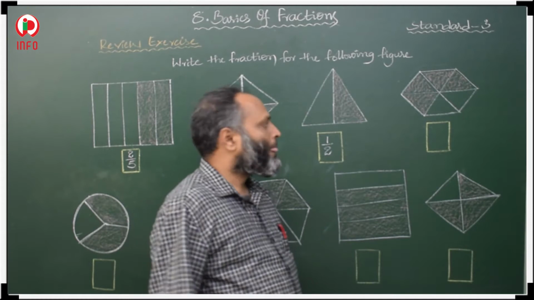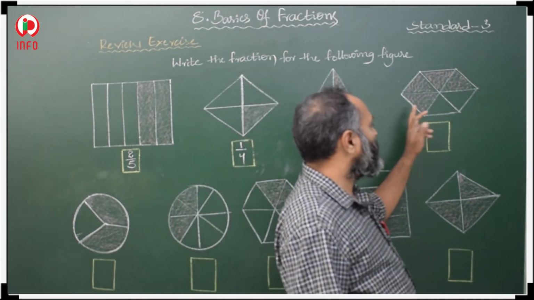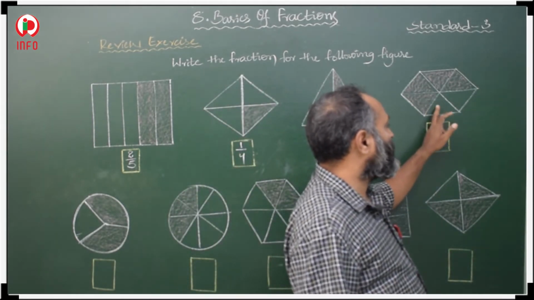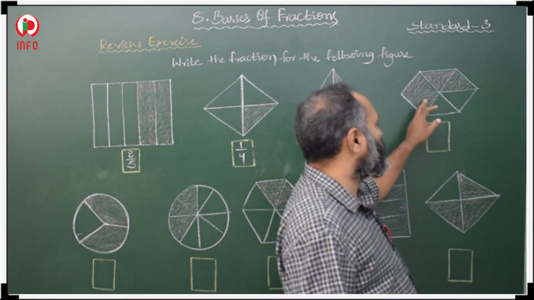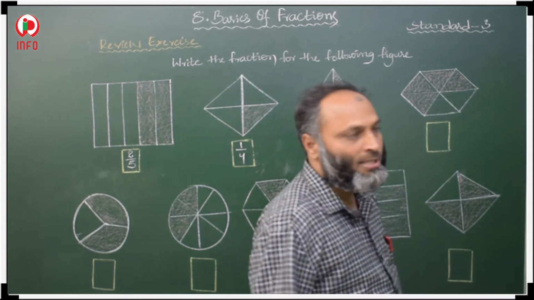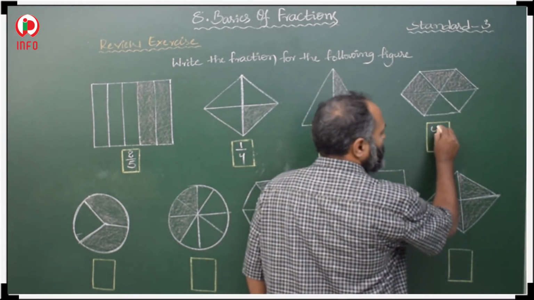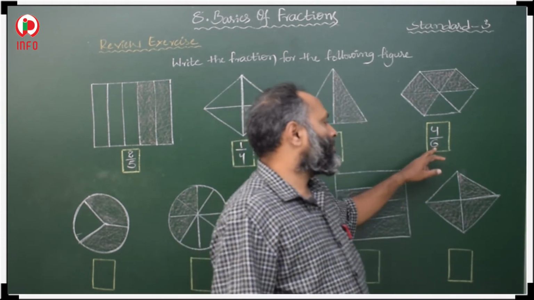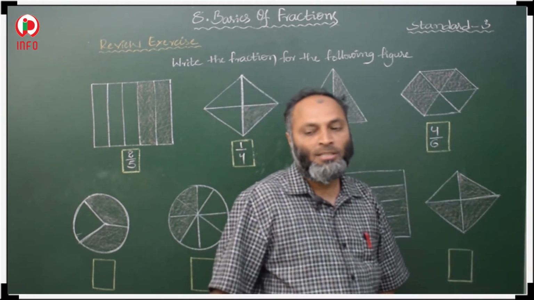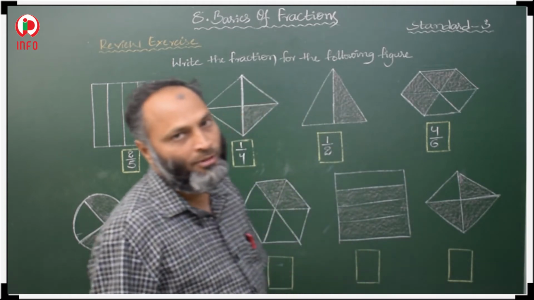Now, how many parts are there in total? 1, 2, 3, 4, 5, 6. 6 parts. Of these 6 parts, 1, 2, 3, 4, 4 parts are shaded. That means 4/6. Out of 6 parts, 4 parts are shaded, so we represent it as 4/6.